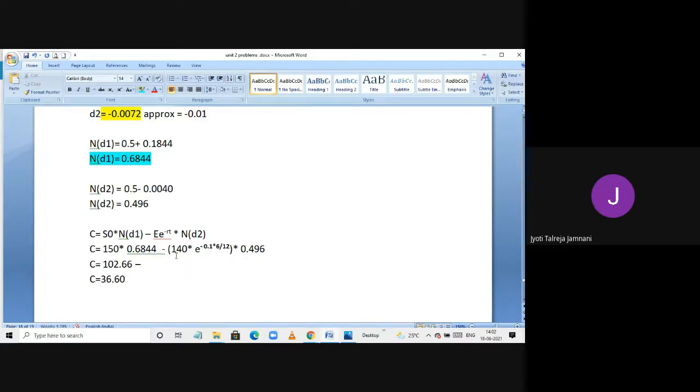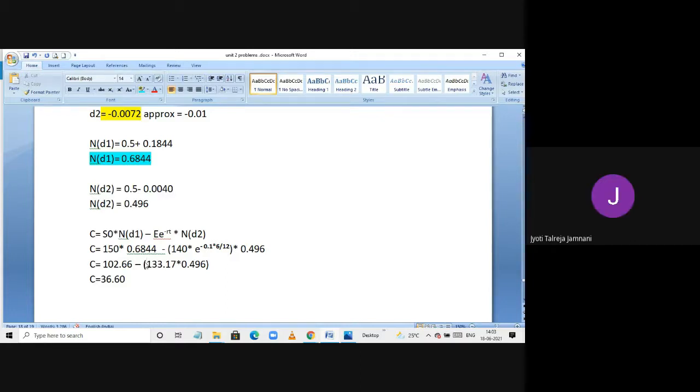Then this here, what are you getting, Sharwari? 133.17 into 0.496. Ma'am, it is 66.05 only. So 102.66 minus 66.05. You're getting 36.60. Yes ma'am. Final answer 36.60.